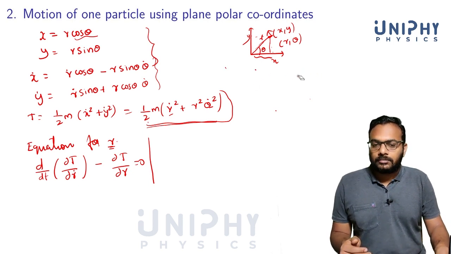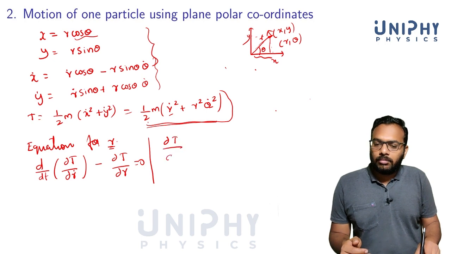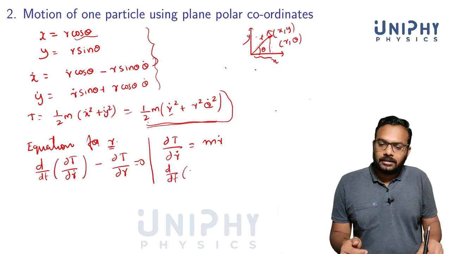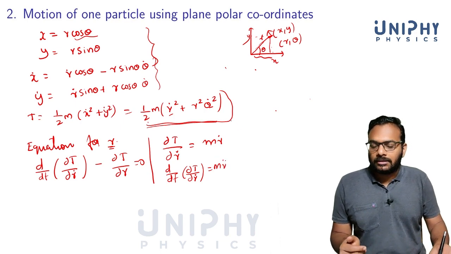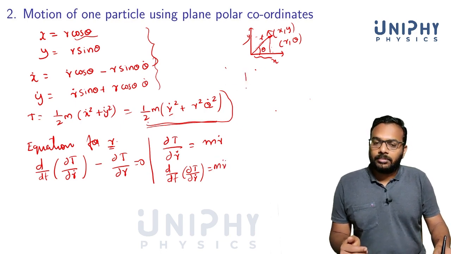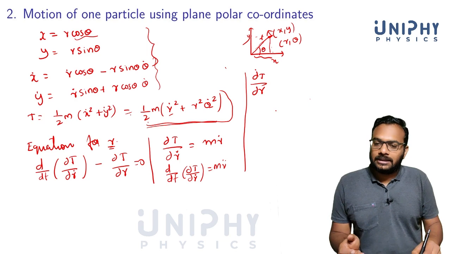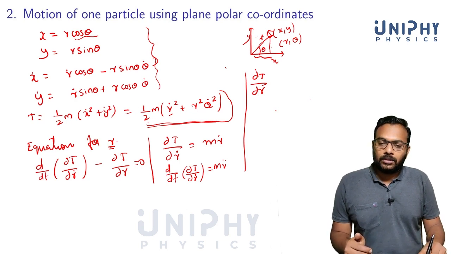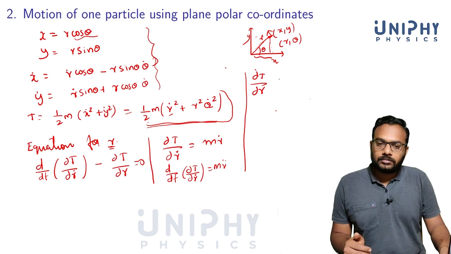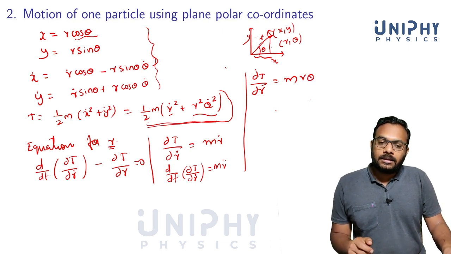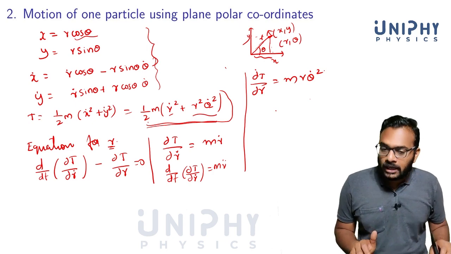We know that. Now we just find dou T by dou r dot, that's equal to m r dot. If you take d by dt, it is equal to m r double dot. No surprises there, right? But you see that here, unlike in the previous case, dou T by dou r is not equal to 0. What's it? Just take the derivative with respect to r, and you see that dou T by dou r is equal to m r theta dot square.